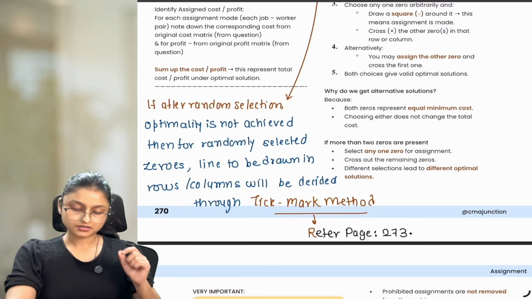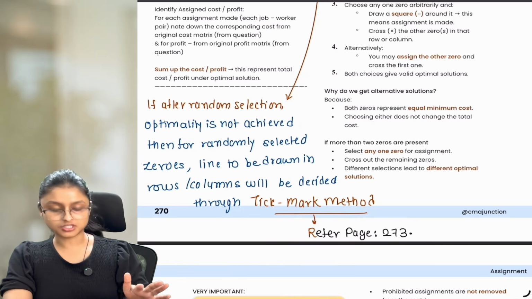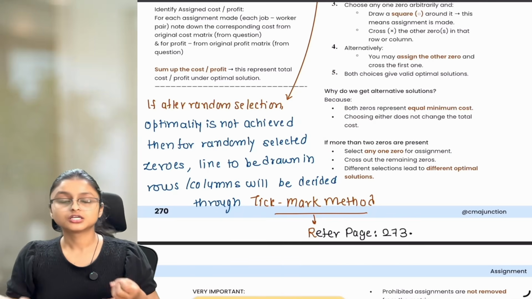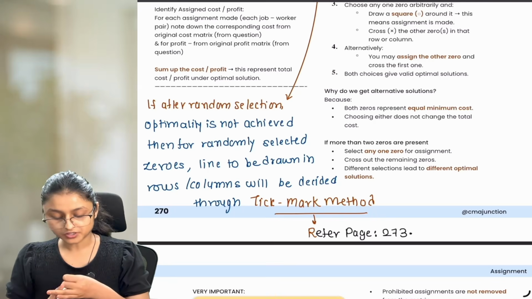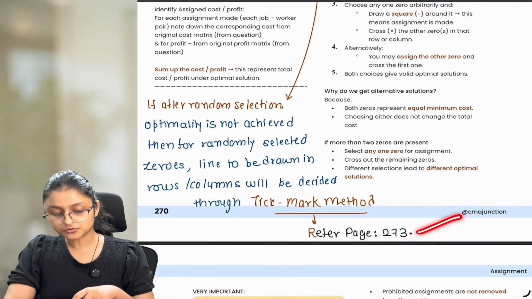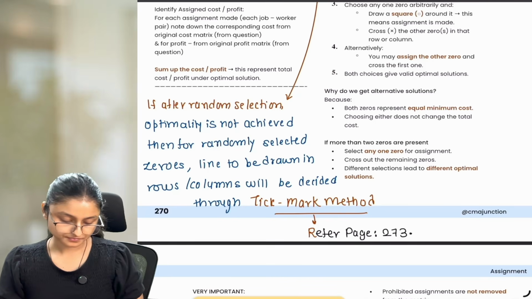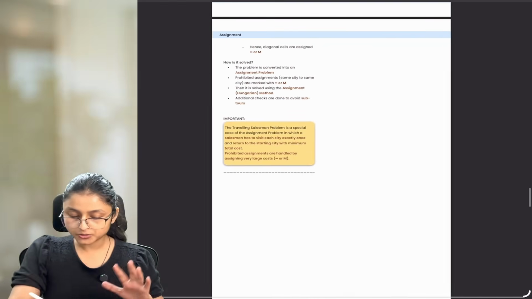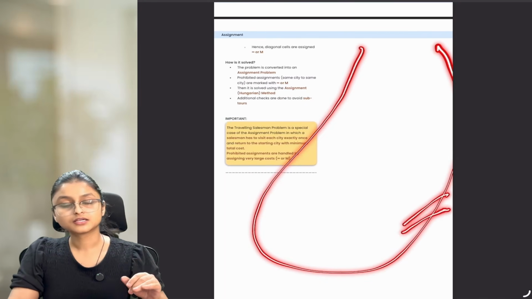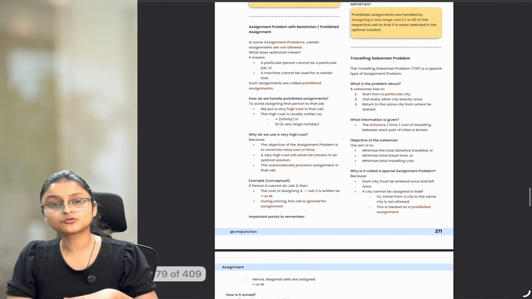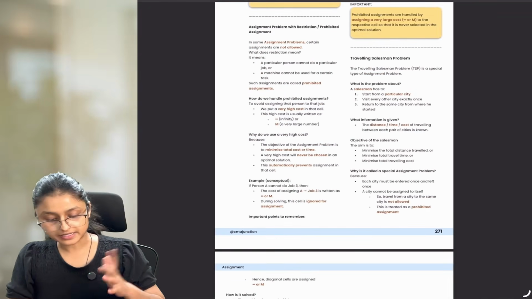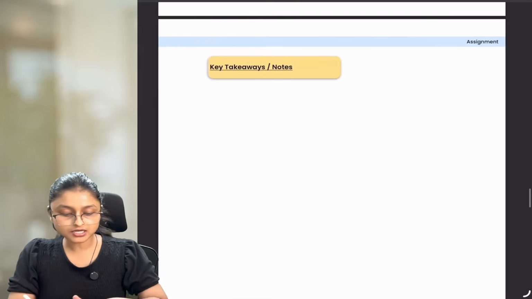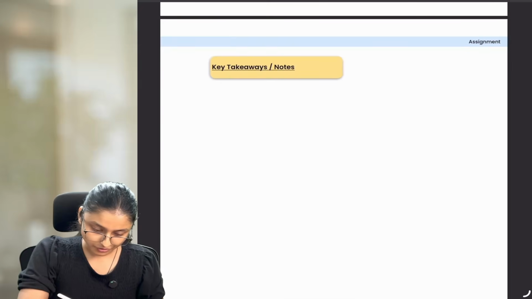Okay? So whenever after random selection also optimality is not achieved, then for randomly selected zeros, it is important to find out where to cross the lines, in which row or in which particular column. And for that, we are going to use this tick mark method, which we are going to see on page number 273. So, if you notice, I don't want you to write here, I want you to leave this space. If for further information or the further things which we are going to study in this chapter, we want to write anything else, then we can write it here. Okay? I want you to write on page number 273 where key takeaways or notes are written in your book. Write it down.